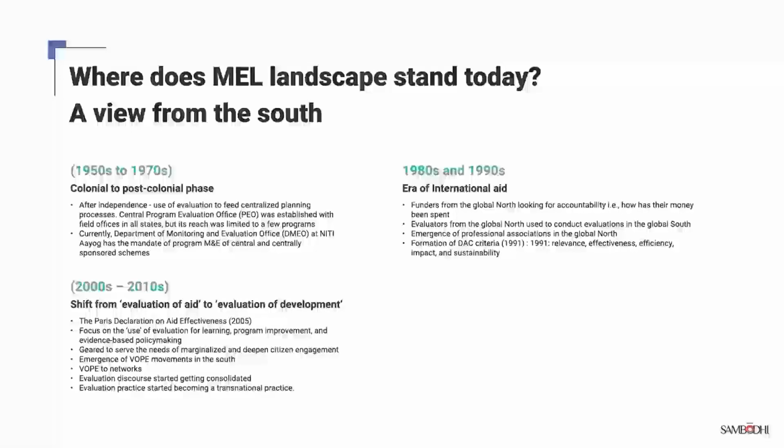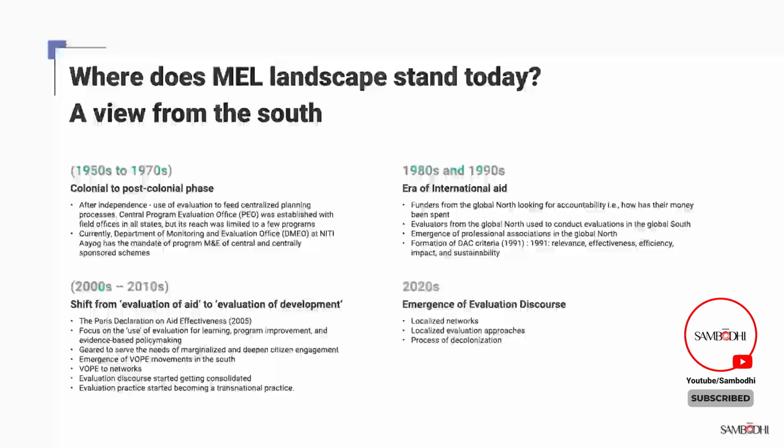From the 2000s to the 2010s, there was a slow change from evaluation of aid to evaluating development. Due to this, the Paris Declaration on Aid Effectiveness was launched in the year 2005. It focused on the use of evaluation for learning, program improvement, and evidence-based policy making. It was geared to serve the needs of the marginalized and deepened citizen engagement. Lastly, evaluation discourse came into being. This is where localized ways of evaluating, decolonization, and other things came into play.